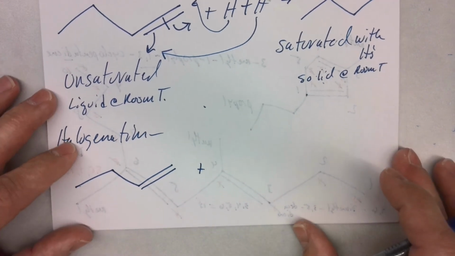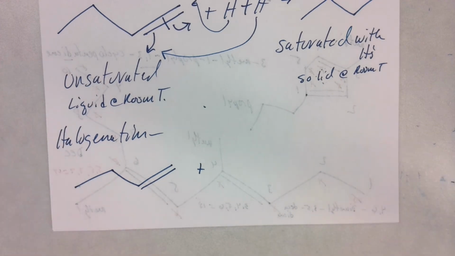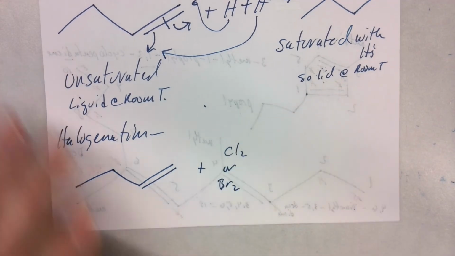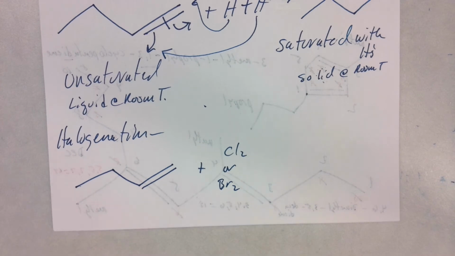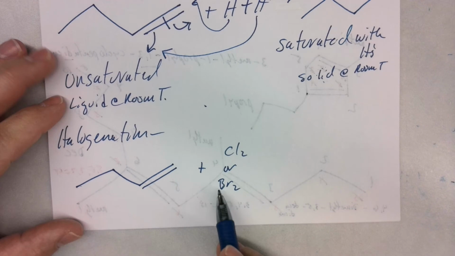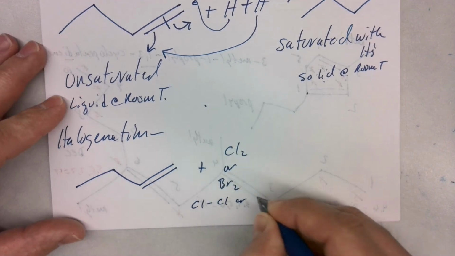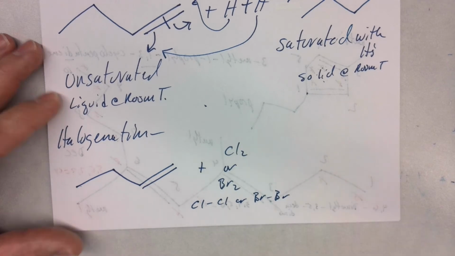A halogen. Now, for what they did in this book, they only did two. They did Cl2 or Br2. That's it. Those two, that's it. Okay? So, you're going to get the same thing. You're going to have Cl bonded to Cl, or you're going to have Br bonded to Br.